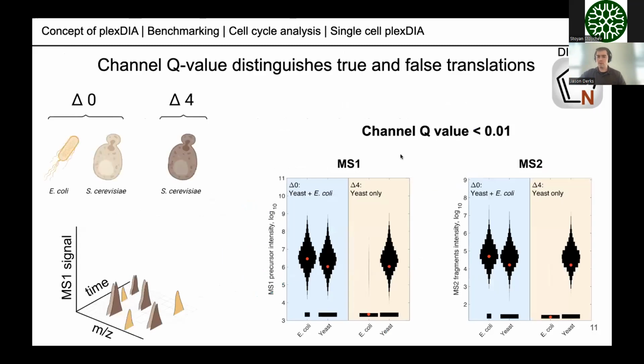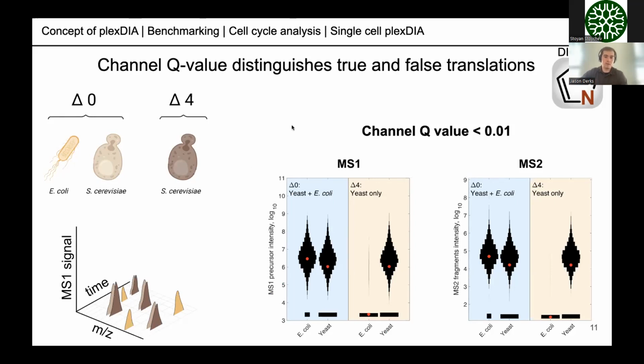And so this is a good idea in theory, but how well did it actually work? So we set up this experiment where I have E. coli and yeast. They're all labeled with the lightest isotopologous label. And then we just have yeast labeled with a slightly heavier label. So what we should expect is that the yeast peptides are going to co-elute. They're only going to be separated in this m/z dimension, but they're going to be co-eluting. And E. coli is only going to be in this delta 0 label, and it's going to be by itself. But DIA-NN is going to try to integrate signal for it in delta 4.